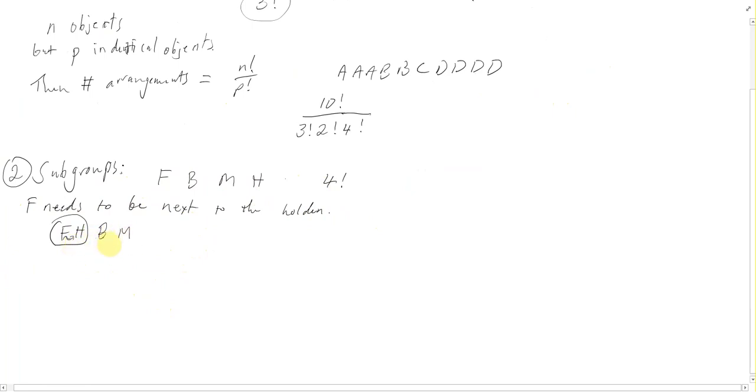So there's the B, then the FH group could be together there, the M could be swapped around or something like that. So it's as though we've only got 3 factorial ways of arranging these 3 things. But then, within this subgroup, it could be FH or it could be HF. They're still next to each other. So because of that, we need to multiply by 2 factorial to account for the way this subgroup can be arranged. So there's our answer, 3 factorial times 2 factorial.